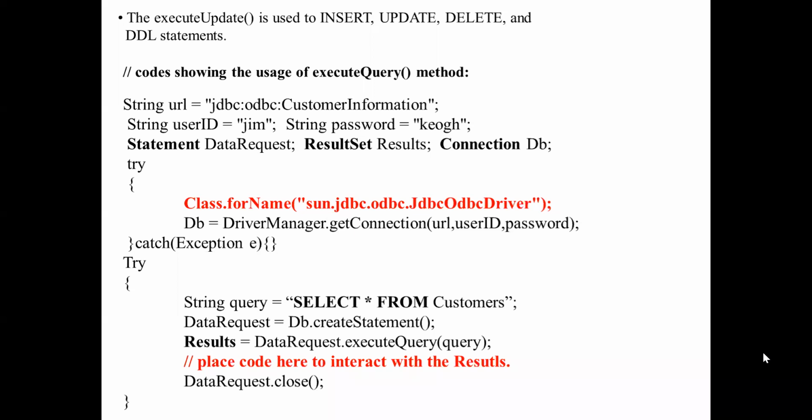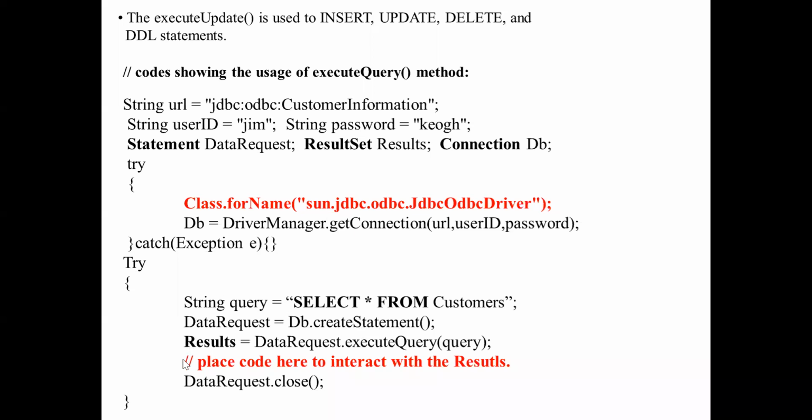Then I can use one more try block. I can use a select query, that is, a string query equal to select star from customer. Customer is the table name, so I can use all the variables of the customer with select star from customer. Then dataRequest is a statement equal to connection.createStatement, where the connection is nothing but db.createStatement.